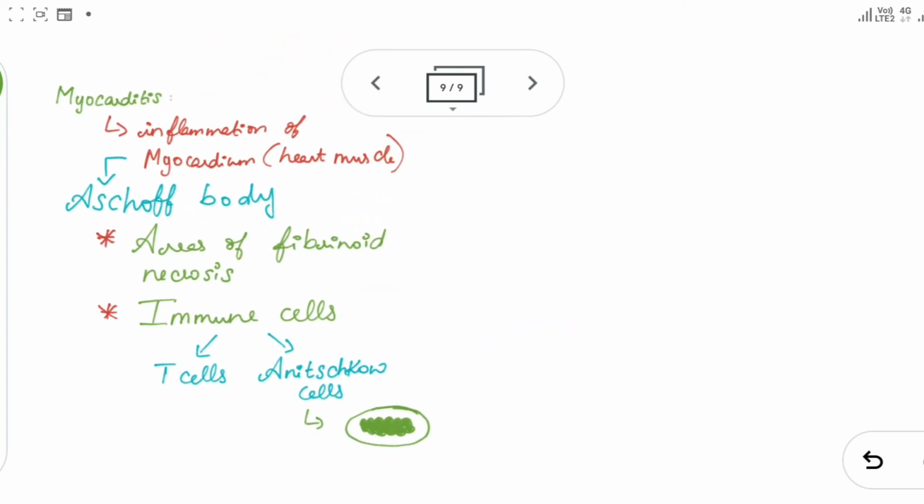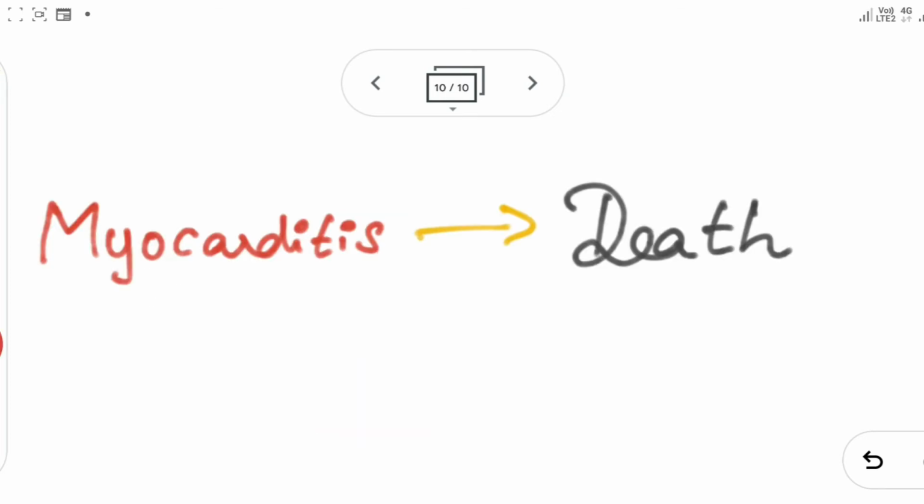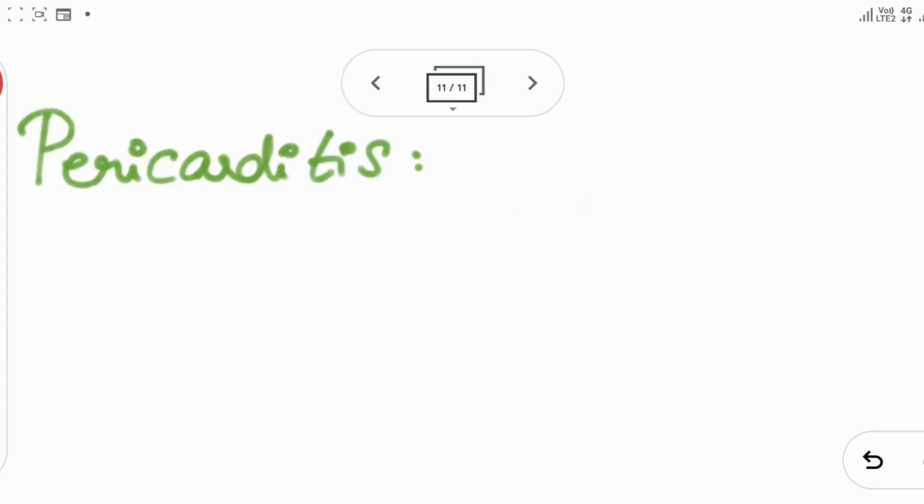In acute rheumatic fever, myocarditis is the most common cause of death because the heart cannot contract, leading to heart failure. The third one is pericarditis.